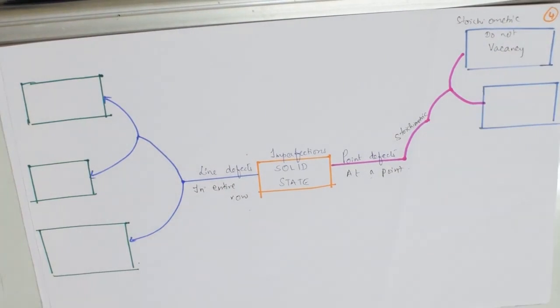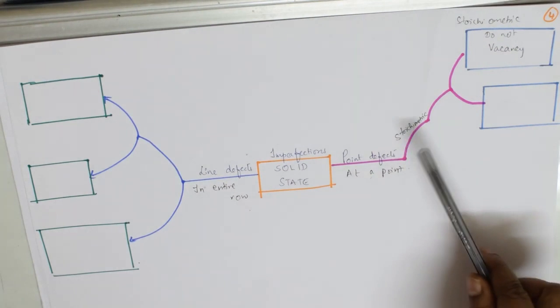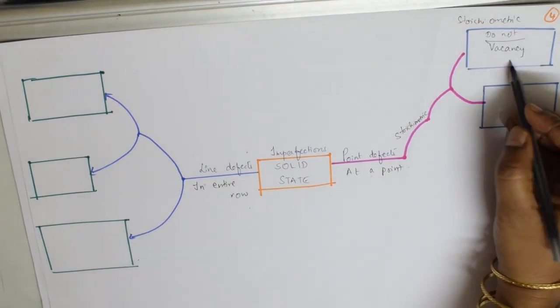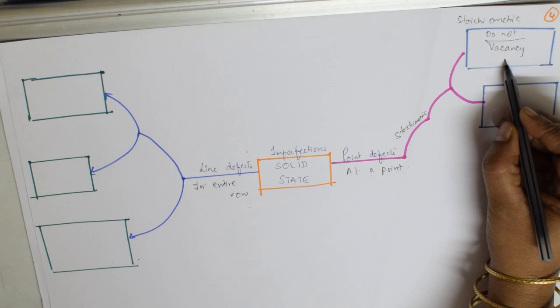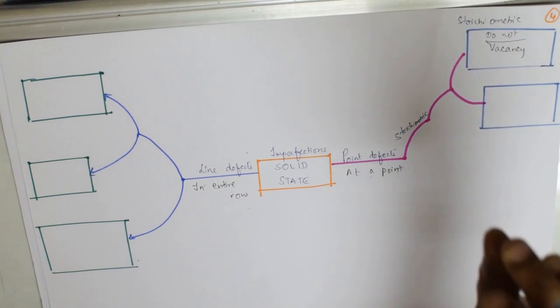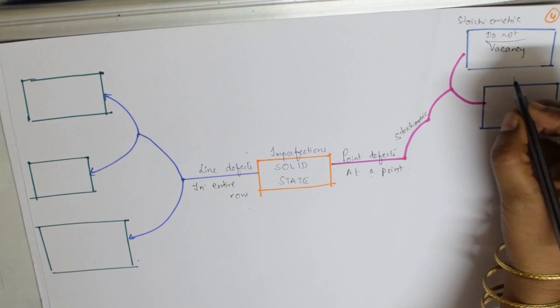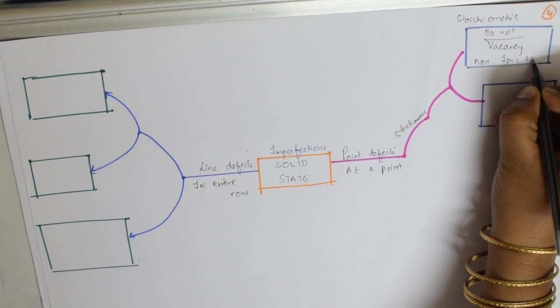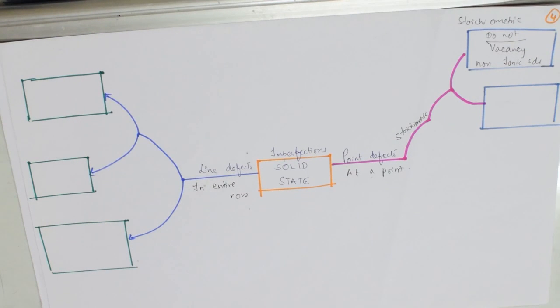vacancy defect. Once again, if the stoichiometric ratio does not get disturbed, then it is called vacancy defect. So only the lattice sites will be vacant. Here in vacancy defect, only the lattice sites will be vacant. Where is it observed? It is observed in ionic solids. Only the vacancy will be created in the lattice sites.